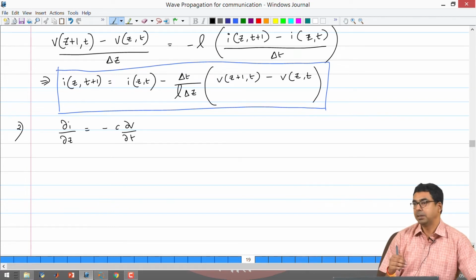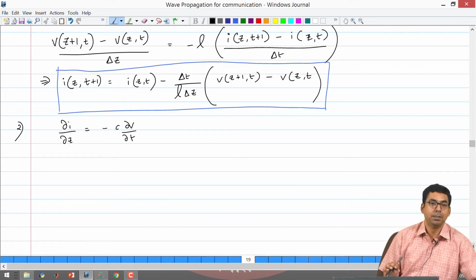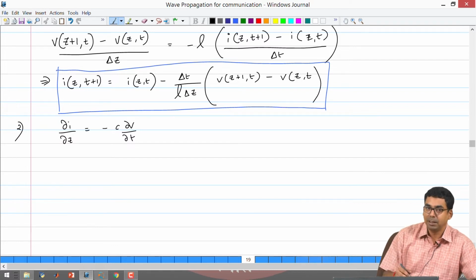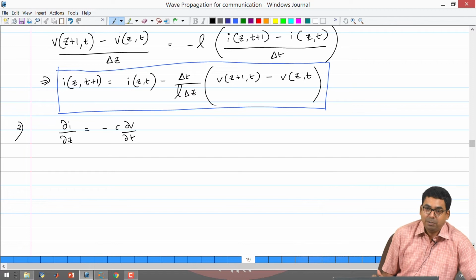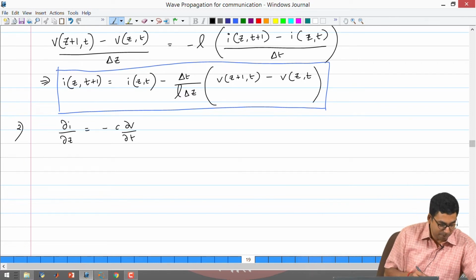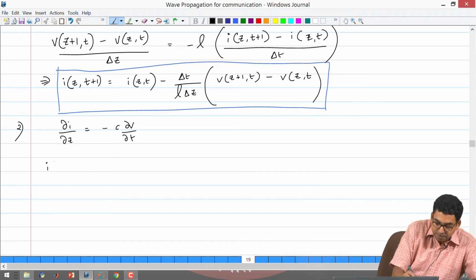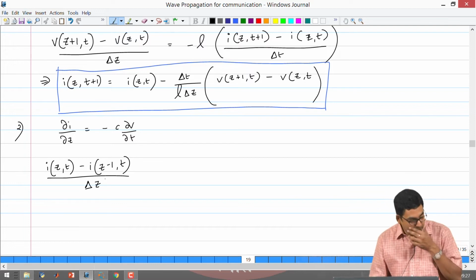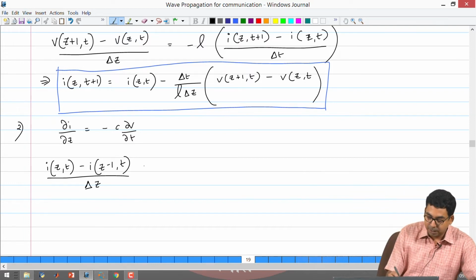There are some catches. I will not go over the catches in this course because there is an advanced course in computational electromagnetics that you can always do at a later stage. But I think there is no harm in using a backward difference. You are using forward difference in one case, we can use backward difference. So I am just going to write this down as I of z comma t minus I of z minus 1 comma t divided by delta z. This would be the backward difference for the spatial derivative on the left side, and on the right side I will have minus C dou V dou t.